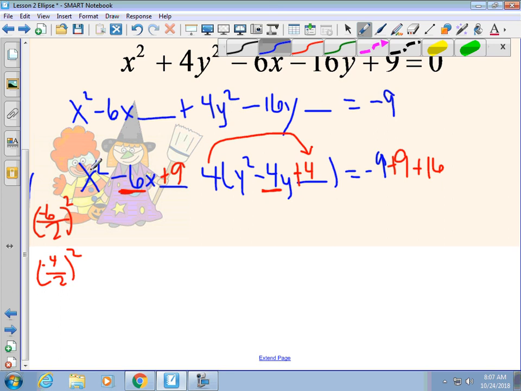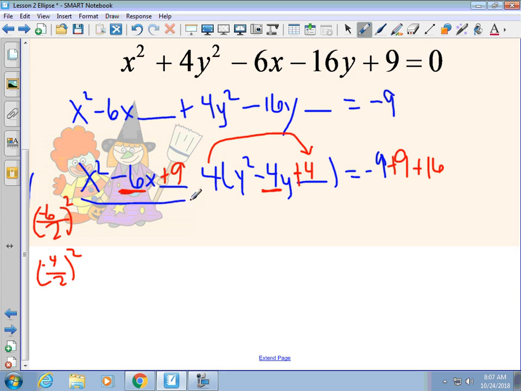Now we're going to factor each of our trinomials. So here, our first one with the x's, you write x, you keep the sign that is in front of the middle term, and you divide that number by 2, which is 3, and then you put it in parentheses, and you square it. This is because it is a perfect square, okay?